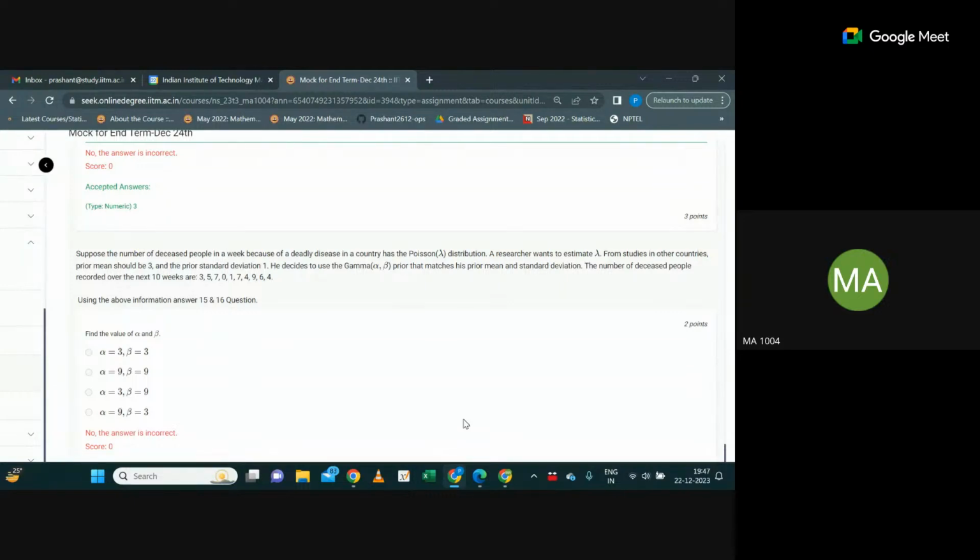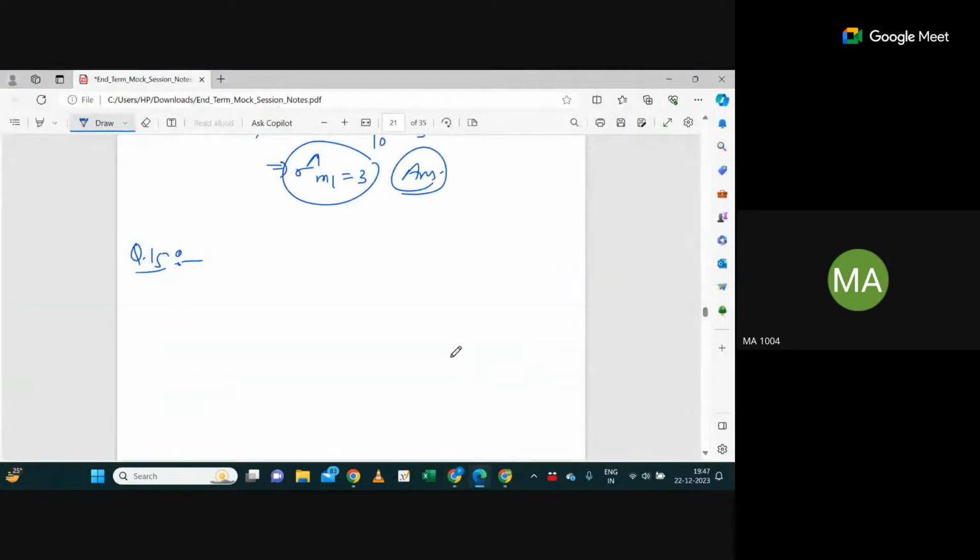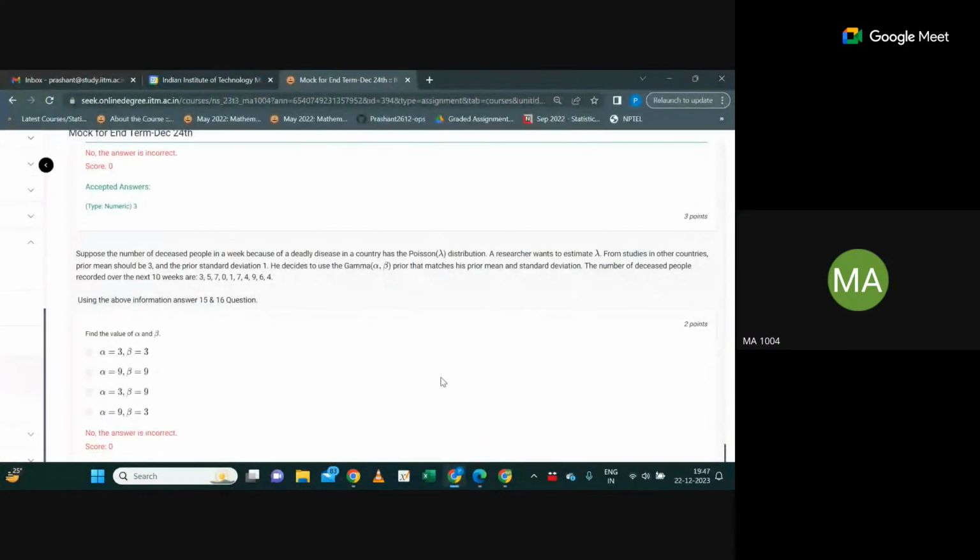So the prior here, I'm talking about lambda, right? Correct or not? So he's talking about lambda. The prior is Gamma with parameters alpha and beta, and they are saying the mean is 3 and the standard deviation is 1. Standard deviation is 1, that means the variance is also 1. Then he says that the prior matches his prior mean and standard deviation.